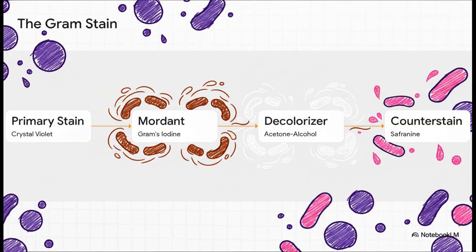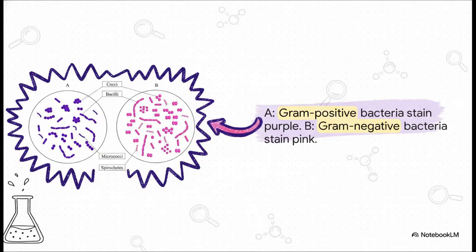And finally, a pink counterstain is added to see which of the bacteria failed the test and lost that original purple color. And boom, here's the result. The suspects have shown their true colors. The gram-positive bacteria, which have these thick, fortress-like walls, they hold onto that purple dye no problem. But the gram-negative bacteria with their thinner walls, they just can't take the pressure. They lose the purple and get tagged by that pink counterstain instead. And just like that, our massive list of suspects has been cut in half.